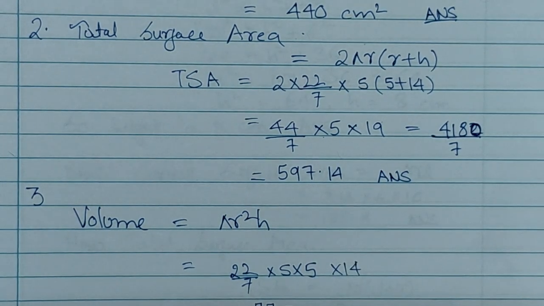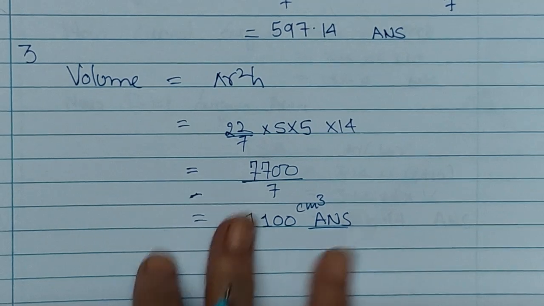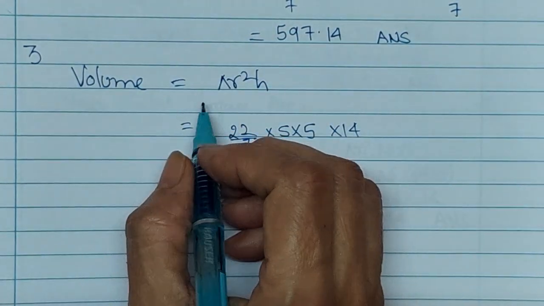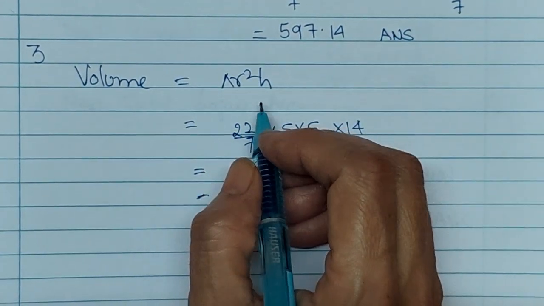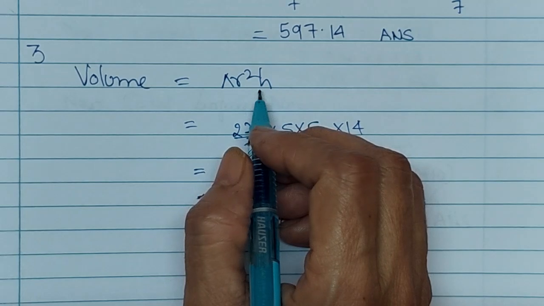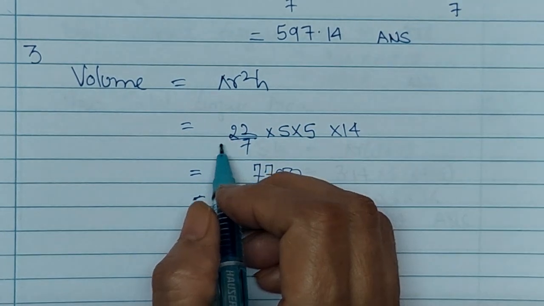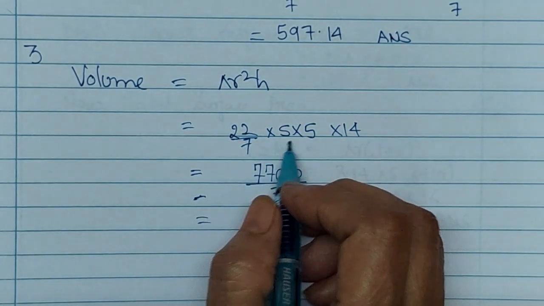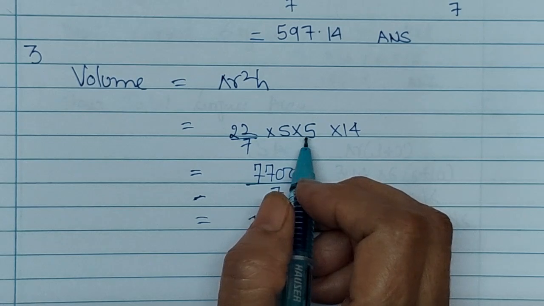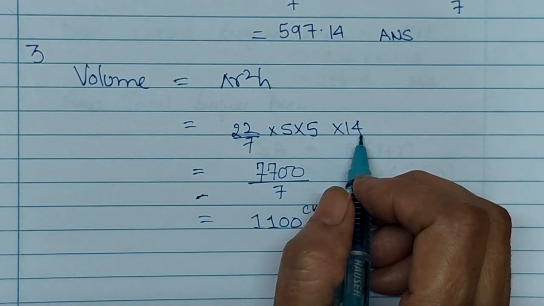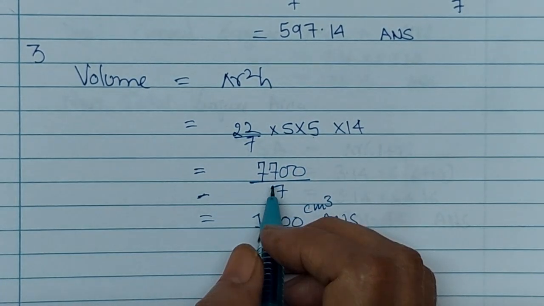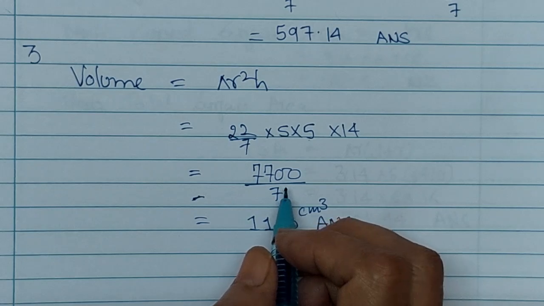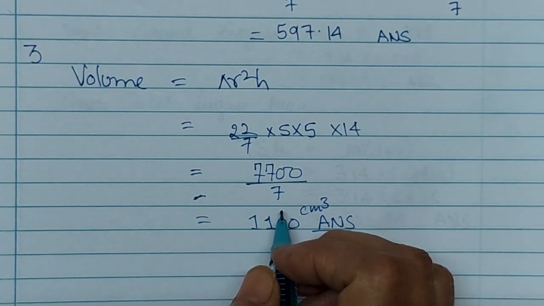Finally, we have to calculate the volume as well. So it is the formula for calculating the volume of a cylinder. It is pi r squared h. It is equal to pi into 5 into 5. This is the value of r square and it is 14. This is the height. So it becomes 7700 divided by 7.